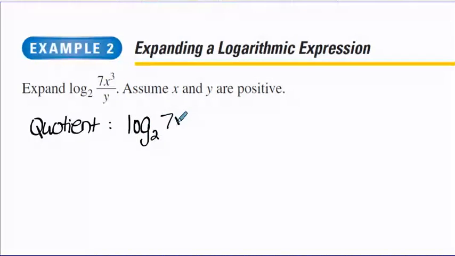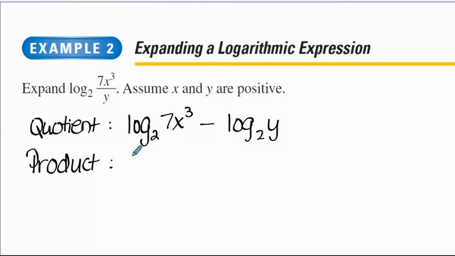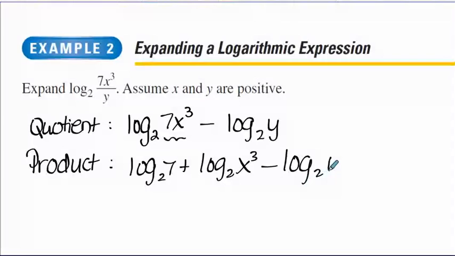So log base 2 of 7x to the third minus, there's my quotient property, taking division, expanding it out as subtraction. Log base 2 of y. Next, I'm going to choose to do product property because I see multiplication going on between the 7 and the x to the third, or x cubed. So I'll expand this out as addition. And last, we have the power rule. We're going to take that exponent and bring it to the front as a coefficient.